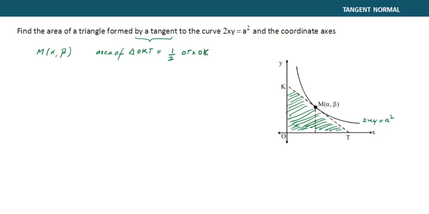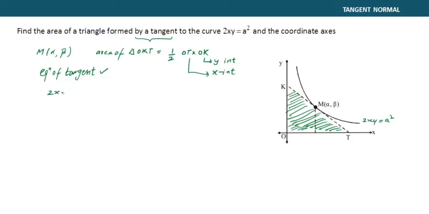This is our target. This is nothing but the y-intercept of the line, and this is nothing but the x-intercept of the line. So you need to find the x-intercept and y-intercept. For that you need the equation of the tangent, as simple as that. So the first target in this question is to find the equation of the tangent. So if we start with the tangent, you need to find the tangent at alpha comma beta.